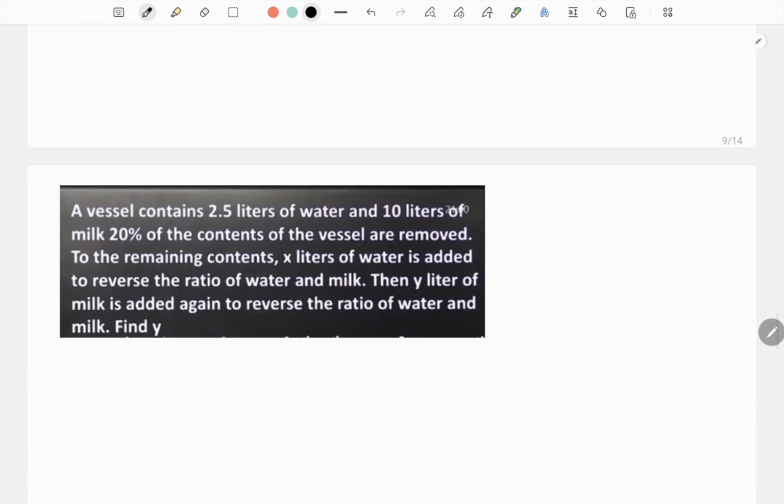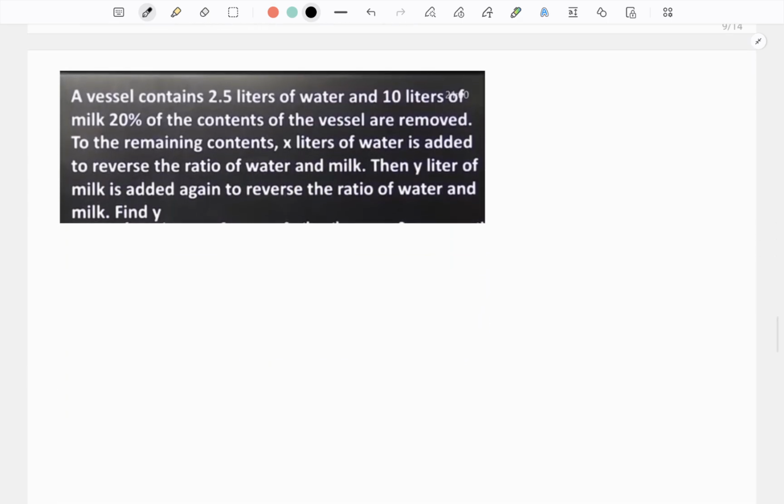Okay. Then a vessel contains 2.5 liters of water and 10 liters of milk. 20% of the contents of the vessel are removed. So here it must be 20% of the content of the vessel are removed. So it is actually a 1 is to 4 ratio. 2.5 ones, 2.5 fours, 1 is to 4.